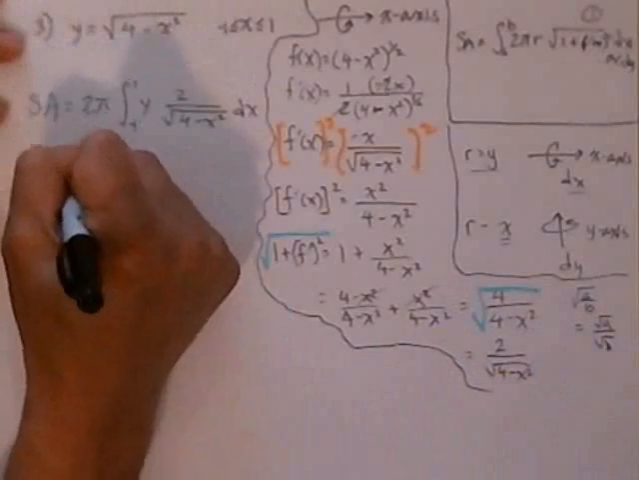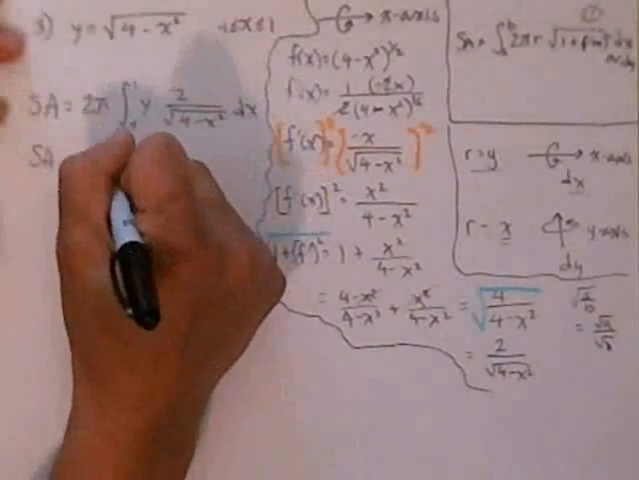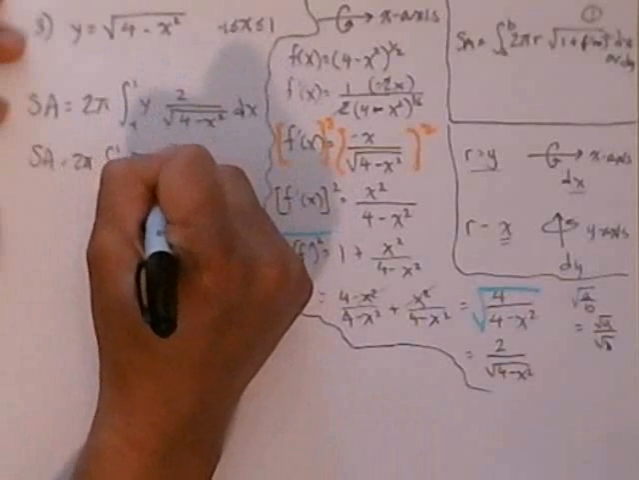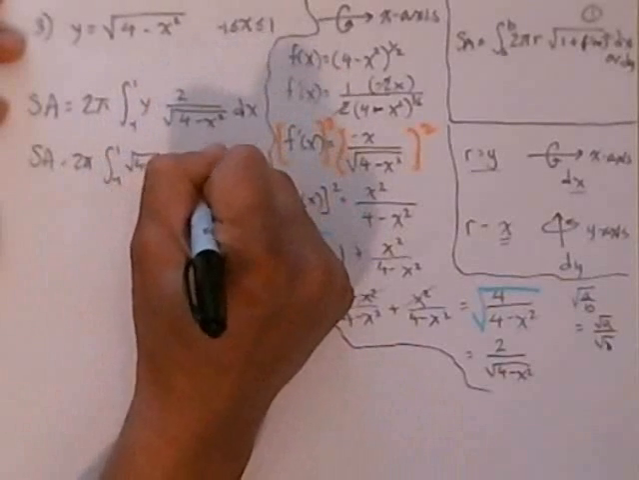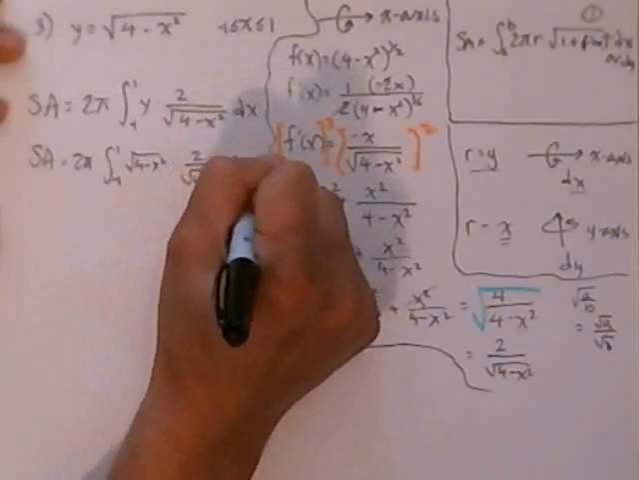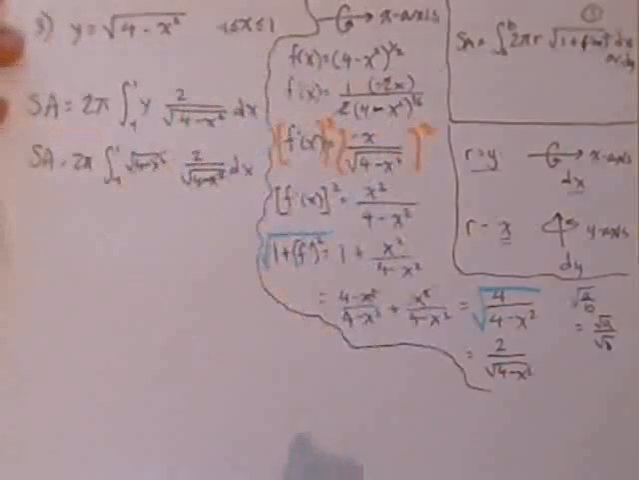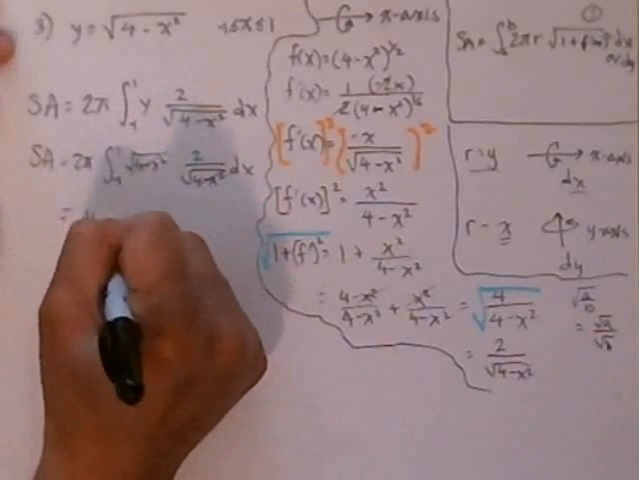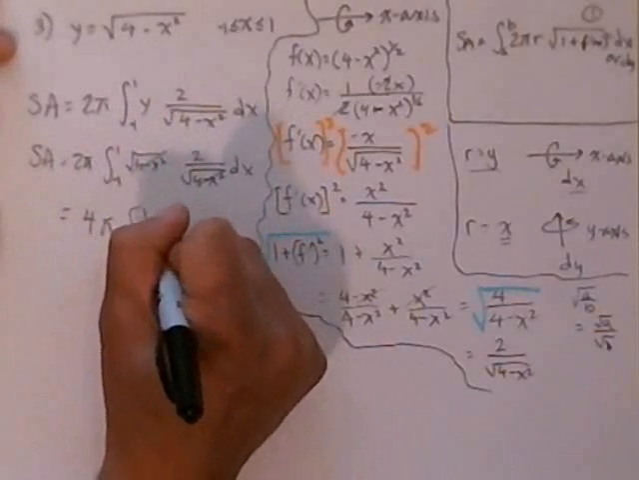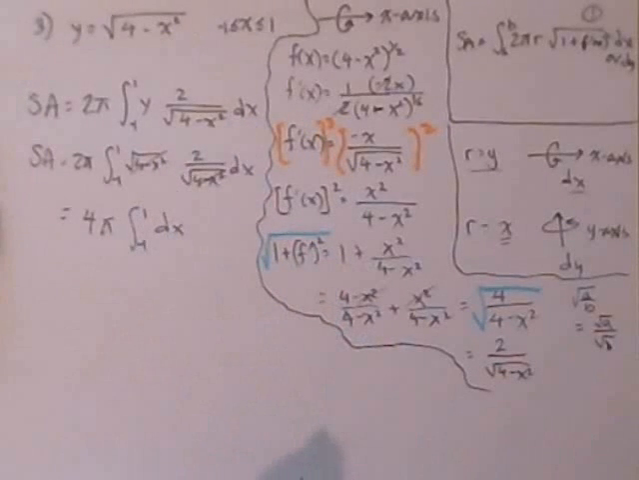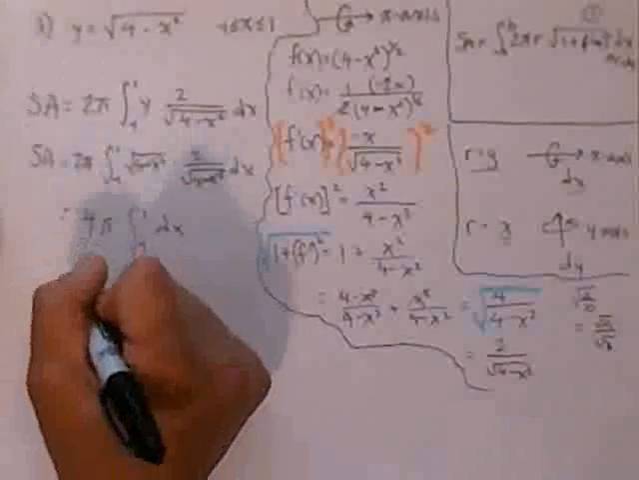So the surface area becomes 2 pi times the integral from negative 1 to 1. Y happens to be square root of 4 minus x squared, times 2 all over square root of 4 minus x squared dx. Notice that, lucky us, the constant comes outside, and it becomes 4 pi times the integral from negative 1 to 1 of dx. The integral of the constant 1 is just going to be x.